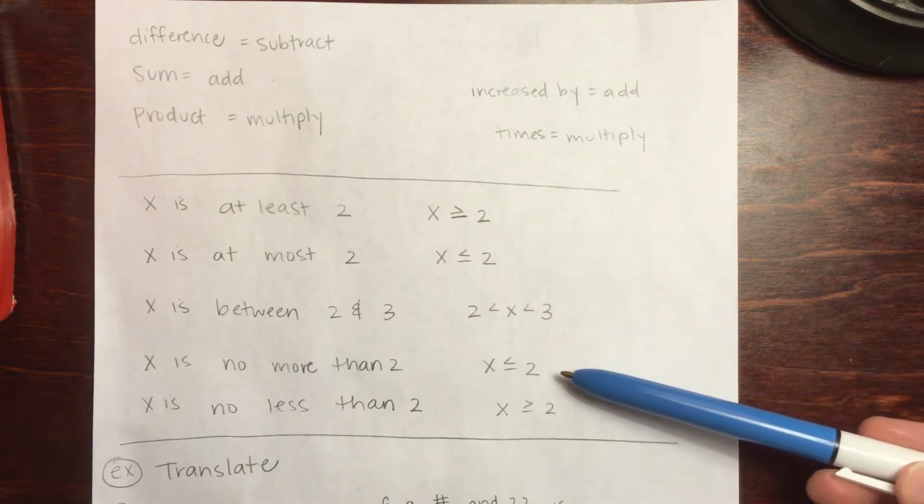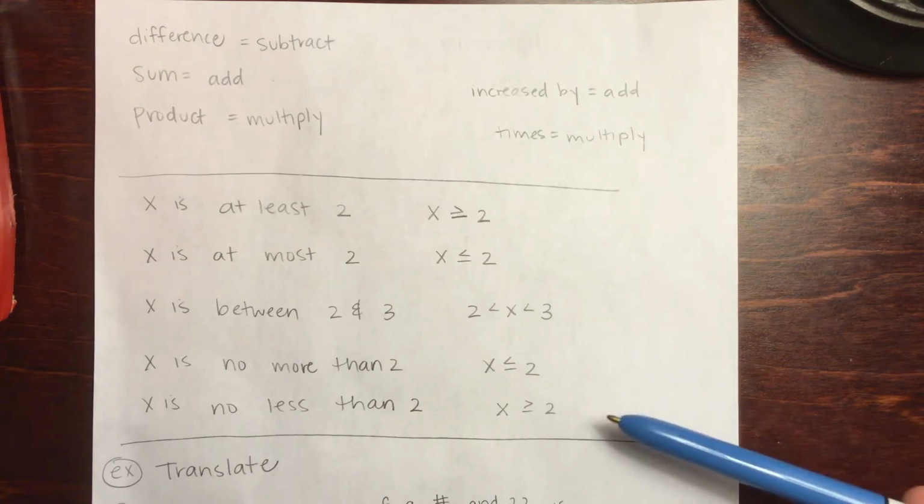X is no more than 2 means it has to be less than, or it could even be equal to. And X is no less than means it has to be more than or equal to.